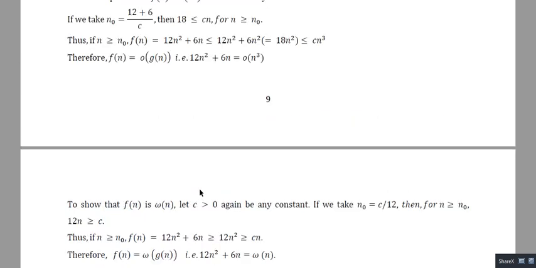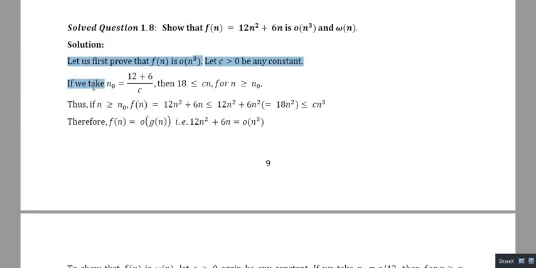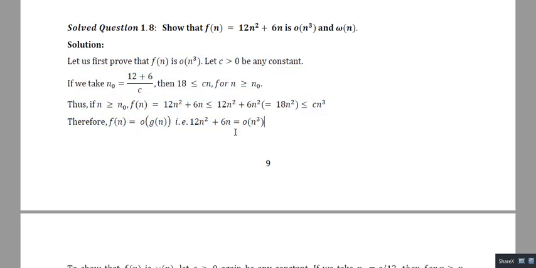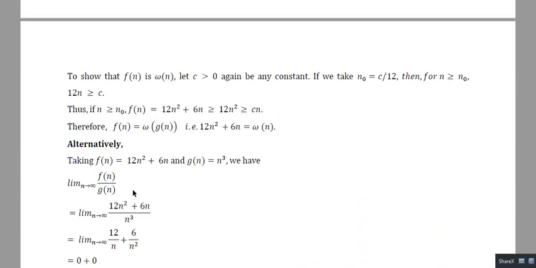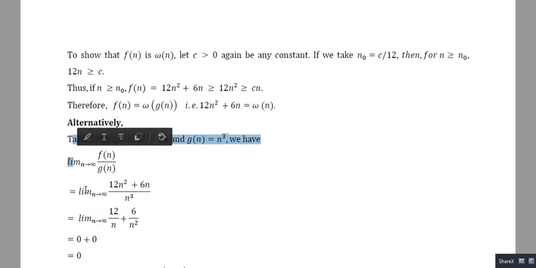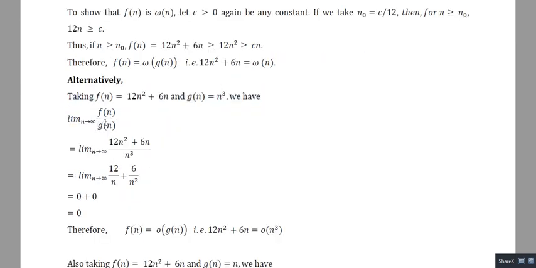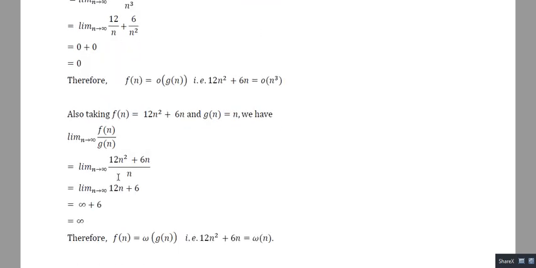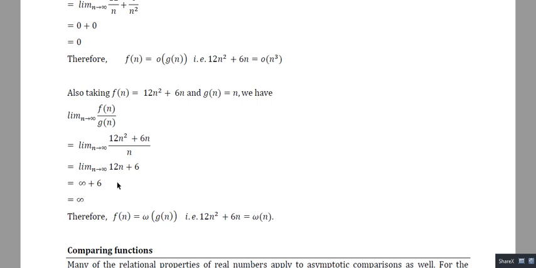So here I have demonstrated two methods. The first is by using the simple definition of little o and little omega, and secondly I have applied the very simple, handy limit formula. I will just WhatsApp you all these materials in your WhatsApp group. So just try to correlate them.